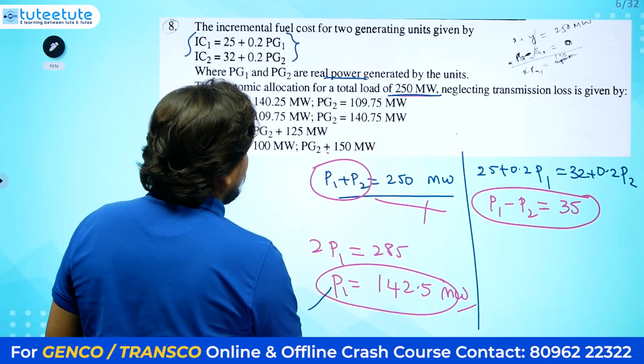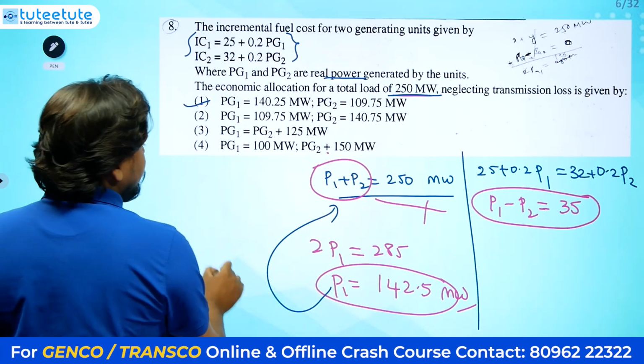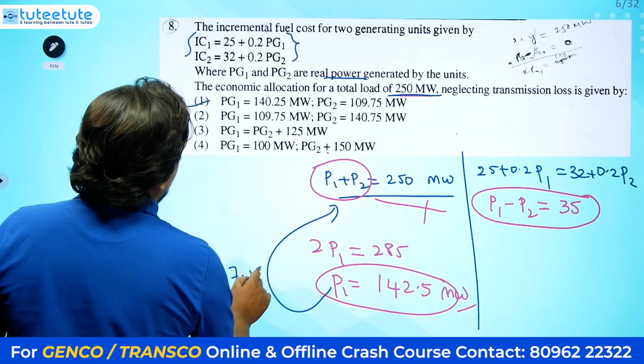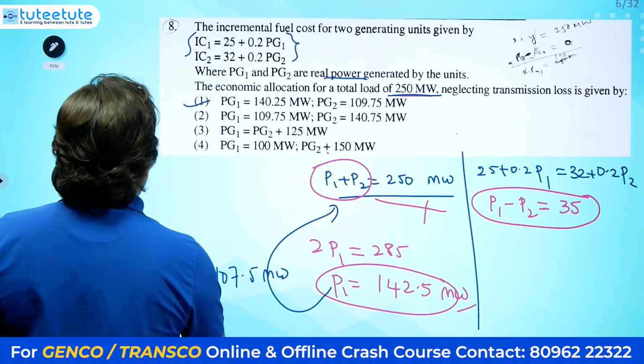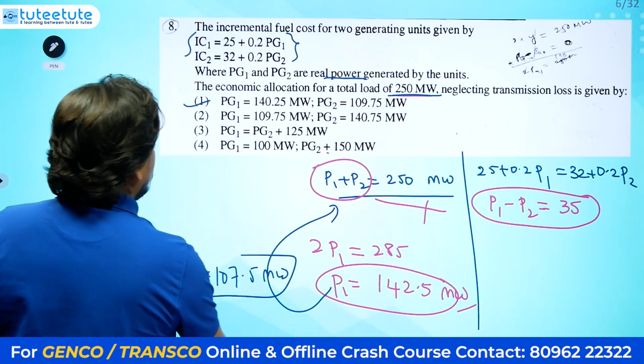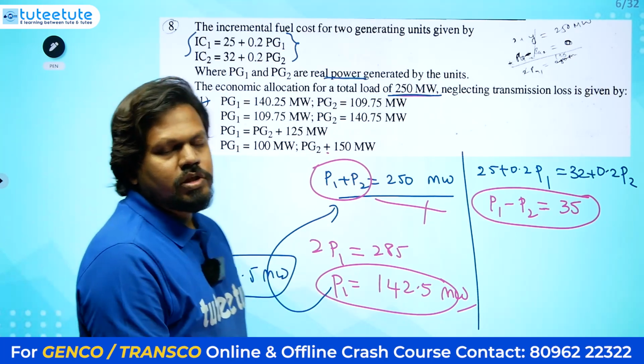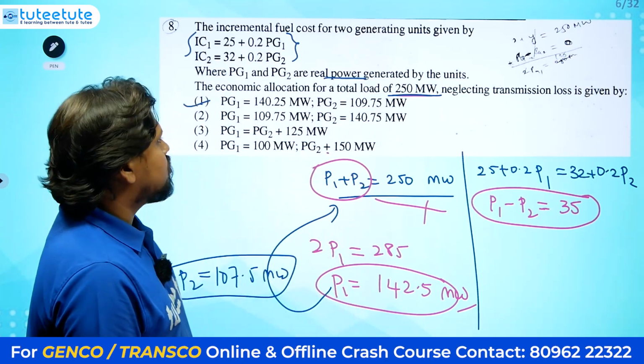If we know P1, P2 we can also know, so that will be 107.5 megawatt. So these are the two values, but they have given the wrong options here. So according to the options we need to choose.